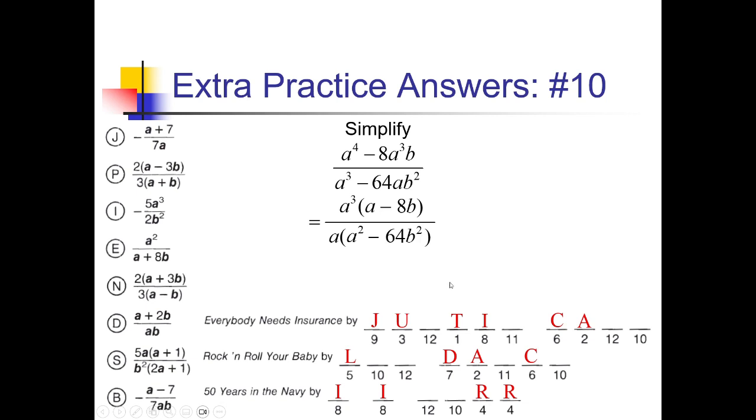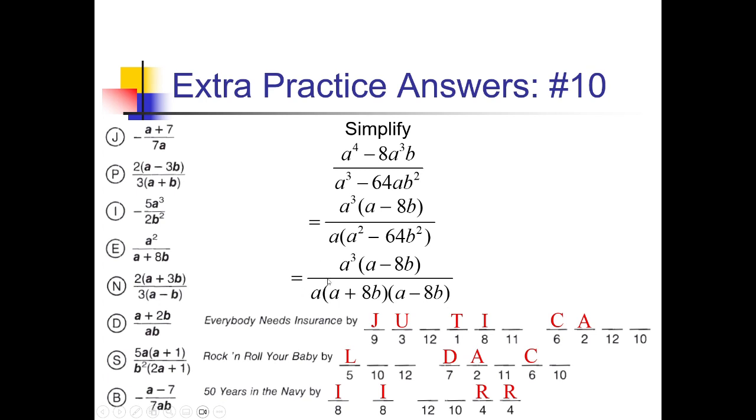Moving forward here, the numerator is as good as it's going to get in terms of factoring, so I'll just leave that. In the denominator, though, after I took out this a, I now see that I have a difference of 2 perfect squares, so I can square root both of those and use a plus minus parentheses. Square root of a squared is a. Square root of 64b squared is 8b, so a plus 8b and a minus 8b.